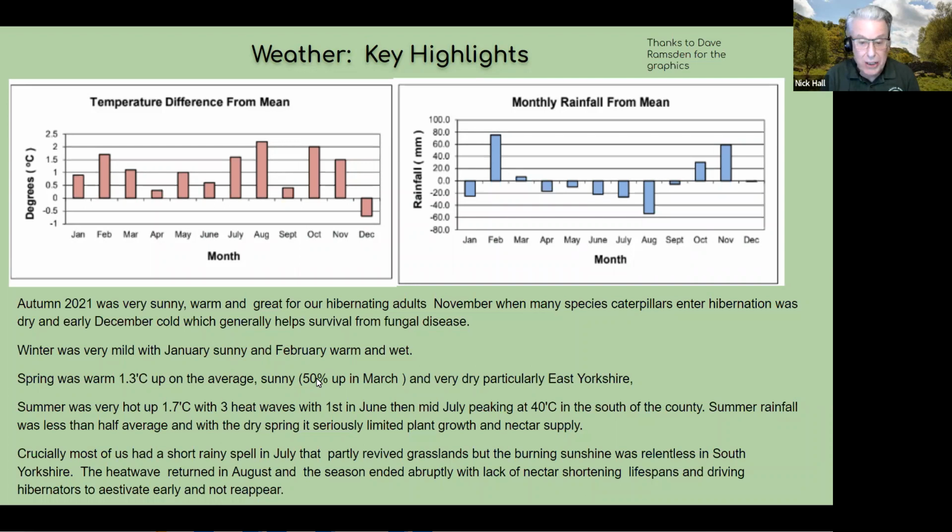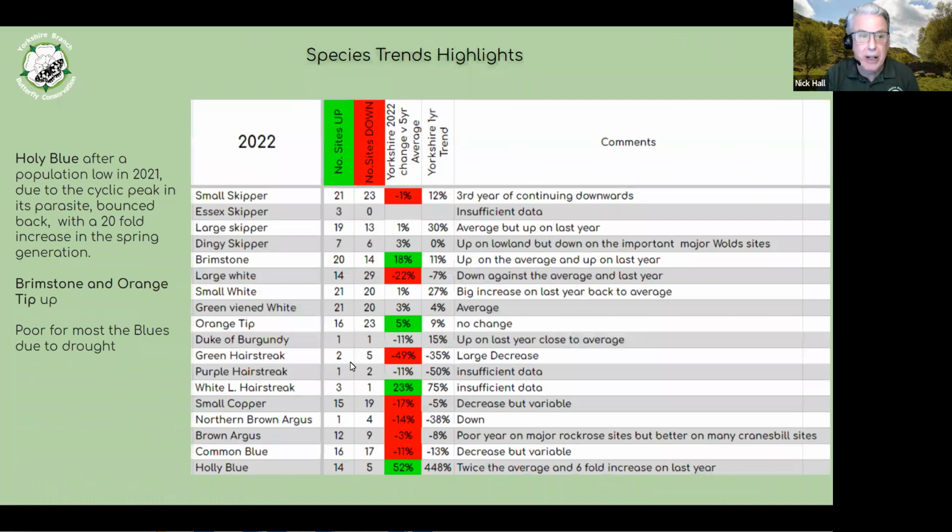Let's move on and actually see what happened. Now, you might remember last year we started to introduce this method of looking at our data. So what you see here is the various species, half the species at least, the number of transects that are up and the number of transects which are down. And then we compare it against the five-year average. So we get some degree of how does it compare? But we also look at the Yorkshire one-year trend, which is the next column here. So how did it compare with last year?